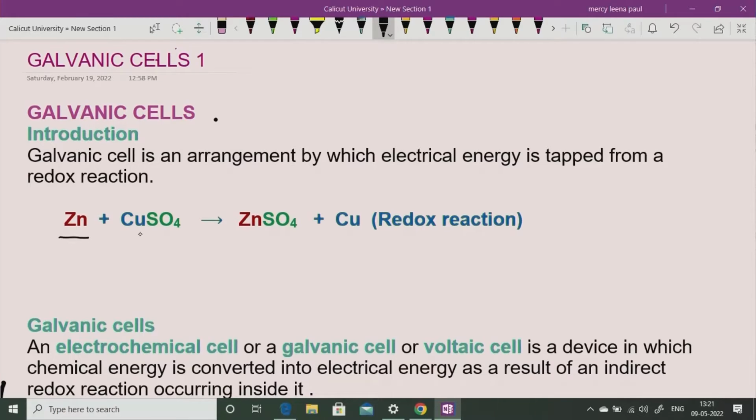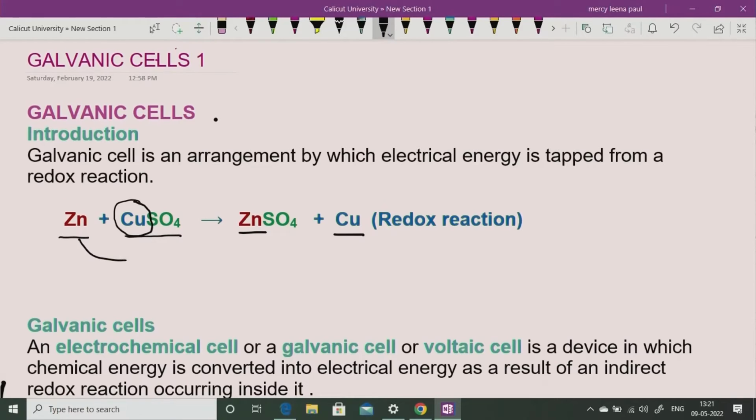This is a zinc rod dipped in copper sulphate solution, and you can see that the copper has been displaced by zinc to give metallic copper, and zinc takes the place of the copper. It becomes zinc sulphate, which will be a colorless solution. Now, let us see what is happening here.